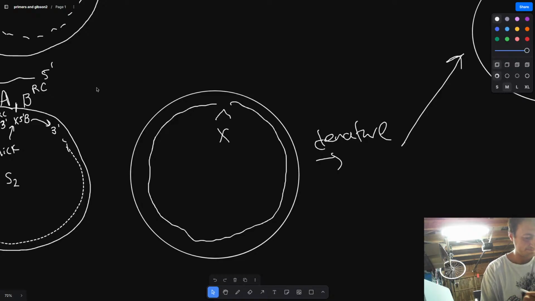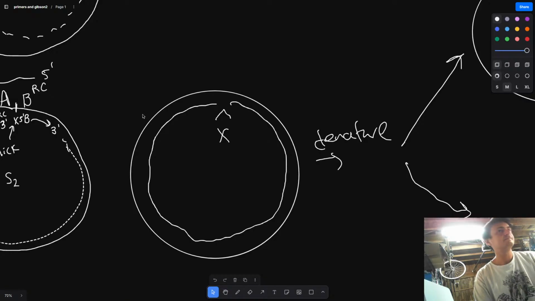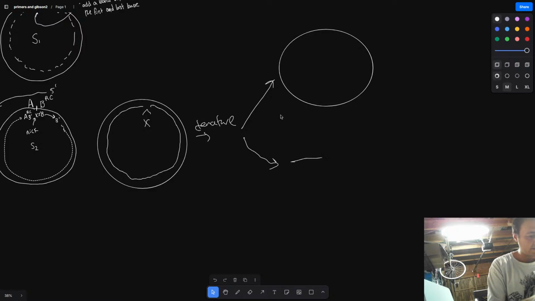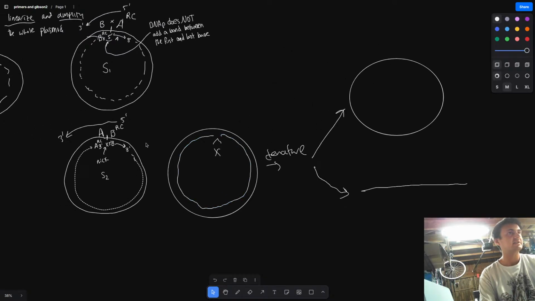This one, and then we're going to get this one. So basically one of these is going to be linear and the other is not going to be linear. And in this case, if this was S1, then this is going to be RC of S1, which is going to be equal to S2, right?